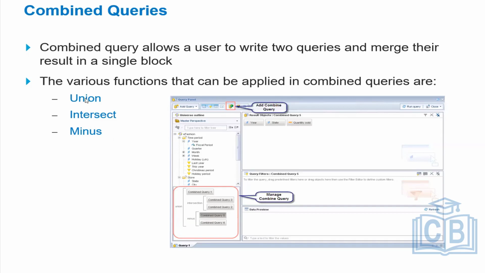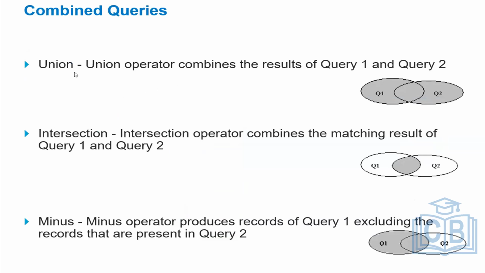Union is like a total, intersection is like matching records, minus is like A minus B, which means the records which are there in A but not in B. So if you see here, this is the example. Union operator combines the results of query 1 and query 2. Q1 union Q2 means it is a total set of values. Intersection operator combines the matching result of query 1 and query 2. So Q1, Q2, whatever is matching between the two, only that will come.